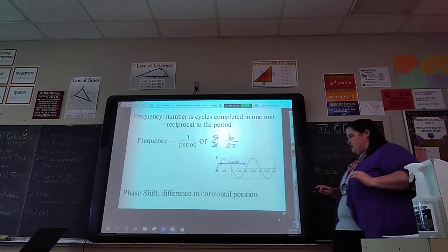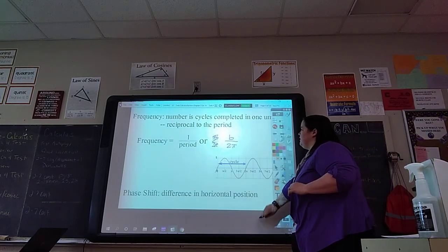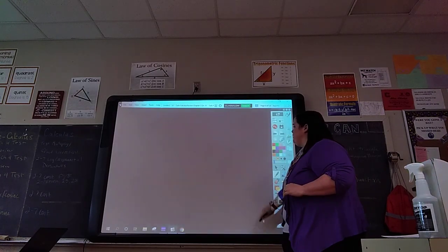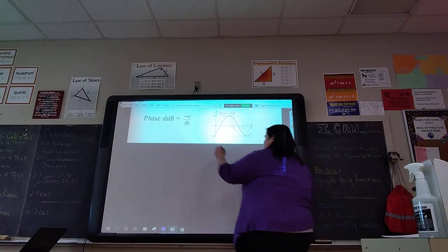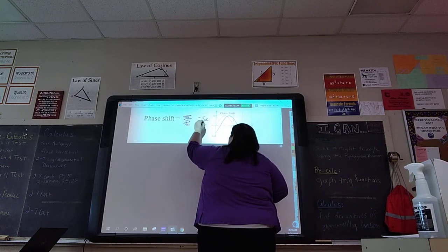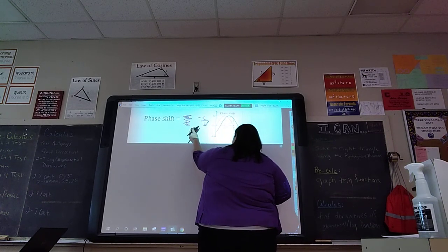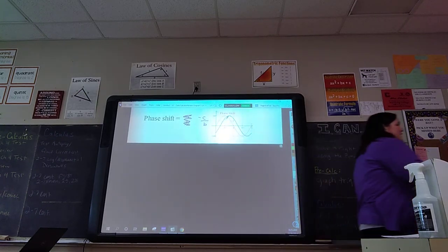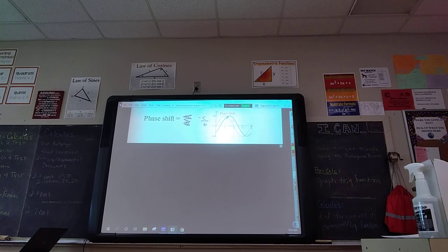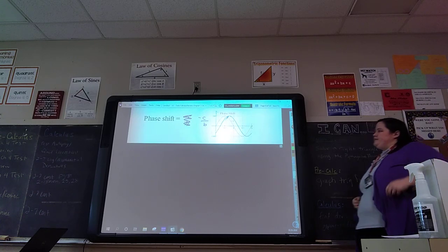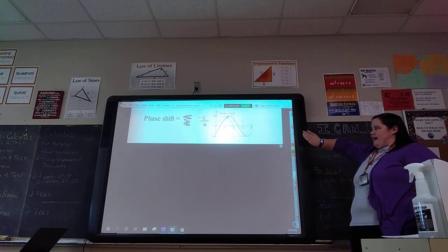So to get phase shift, okay, it is opposite of C over B. So I just put a little negative in front of C, so it's opposite of C over B. So if C happens to be positive, its phase shift would be negative, okay? If the C was already negative, its phase shift would be positive. So it's opposite of the C value divided by the B value. And again, it just takes it and shifts the graph to the left or the right.